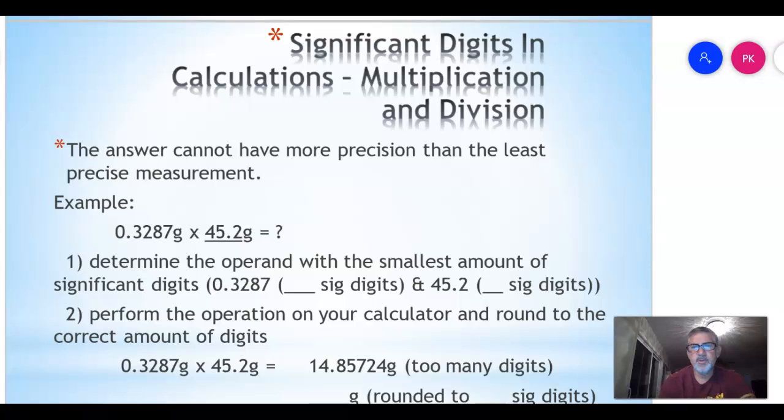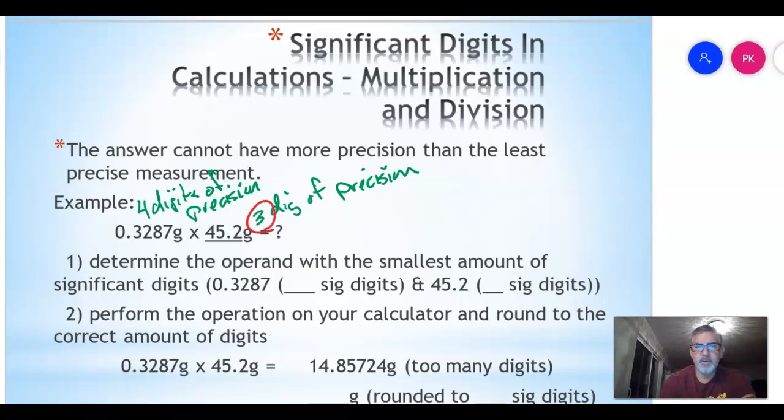All right, so if we look here, rules for multiplication, I'll remind you again. The answer cannot be more precise or have more digits than the least precise measurement. All right, so this has 4. You can say that first number has 4 digits of precision. Remember, the leading zero doesn't count, but the other 4 do. And that second number has 3 digits. That's 3 digits of precision. Okay? So it can't have more, so my answer can only have 3 digits.